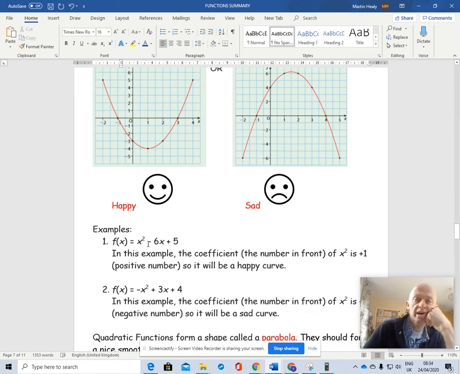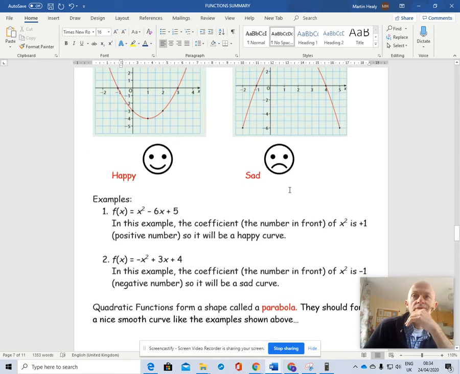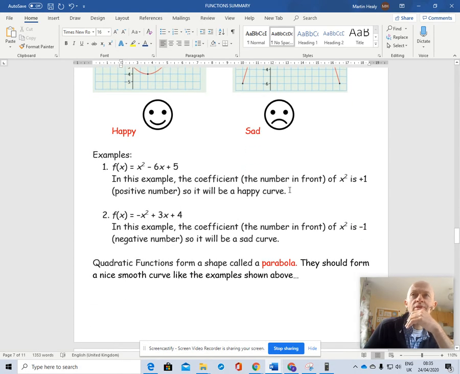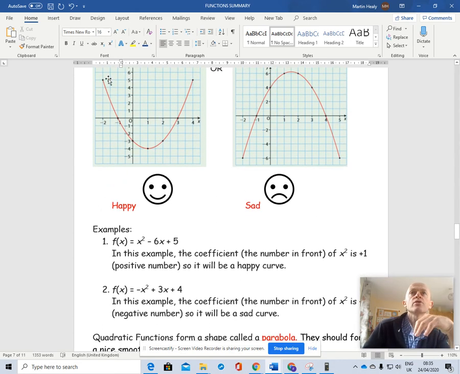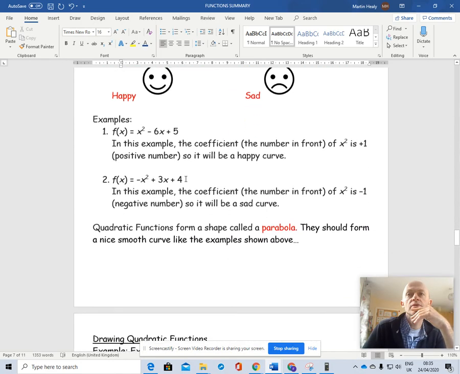So an example here: x squared minus 6x plus 5. The number in front of x squared here is plus 1. Therefore, if you drew that, it would look like this, which I call a happy curve. If the number in front of the x squared is negative, so it could be minus 1, minus 2, minus 3, you get a sad curve. The shape that you should get is something called a parabola. You've made a mistake if, when you're graphing the quadratic function, it's not a nice smooth curve, then something's gone wrong somewhere.